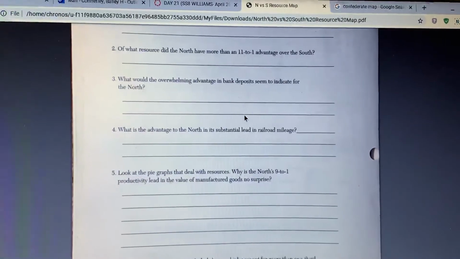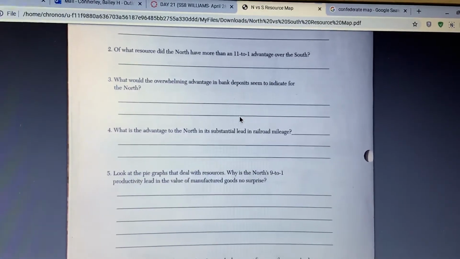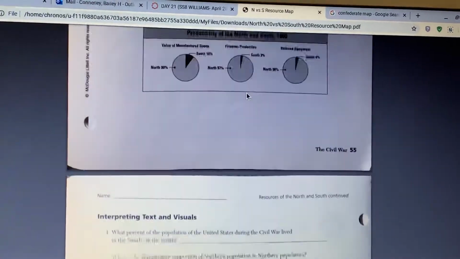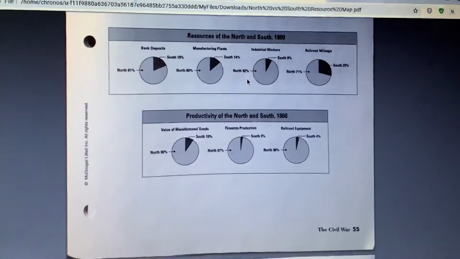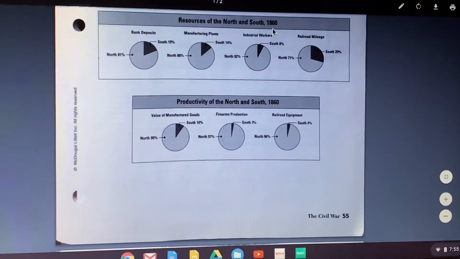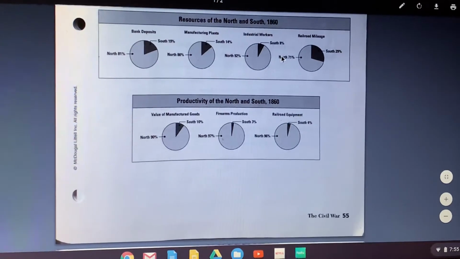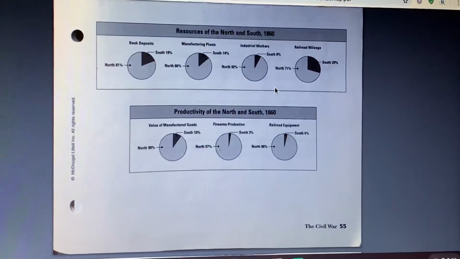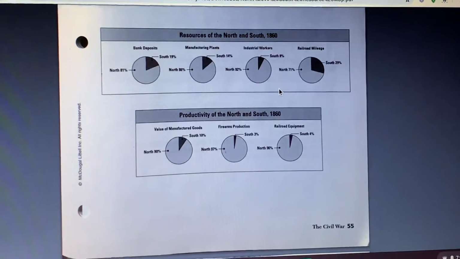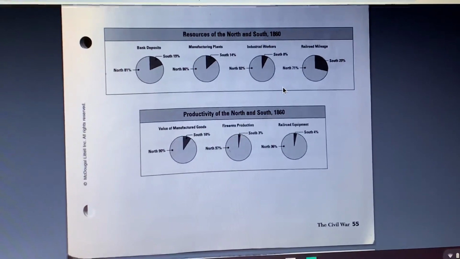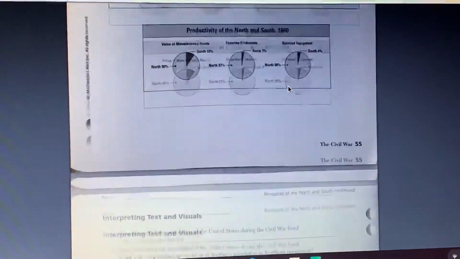Of what resource did the North have more than 11-to-1 advantage over the South? So that is a ratio right there. So what you would do is you would scroll up. Here is resources. And which of these is almost an 11-to-1 advantage for the North there? In other words, which resource did the North have available to them 11 times more than the South had?